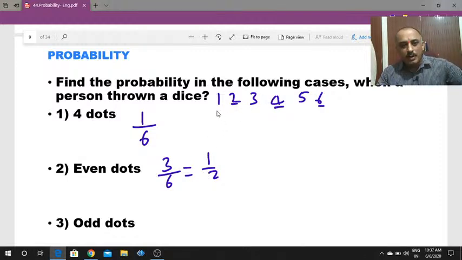Odd dots. How many odd numbers are there? 1 is an odd number, 3 is an odd number, 5 is also an odd number. 3 odd numbers are there, so 3 by 6. 3 by 6 is equal to 1 by 2.